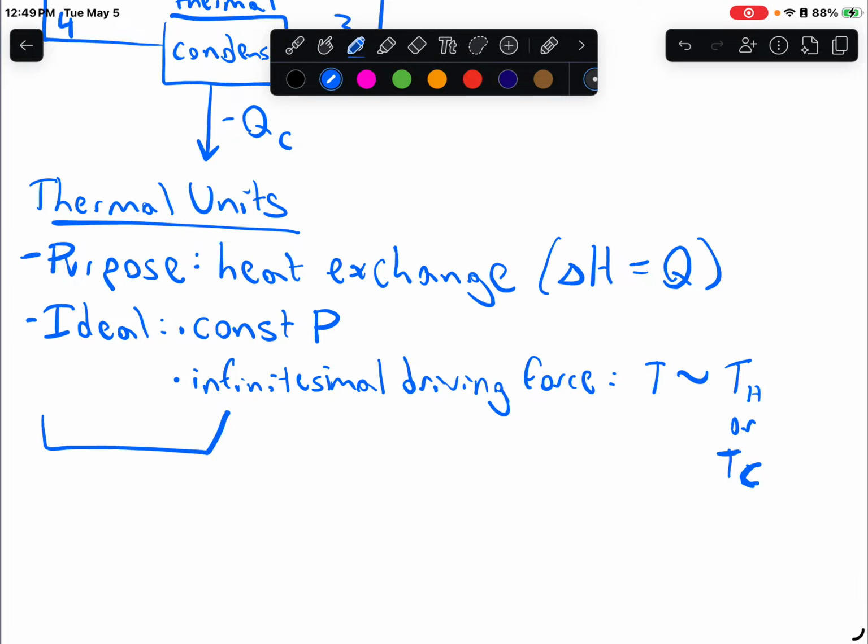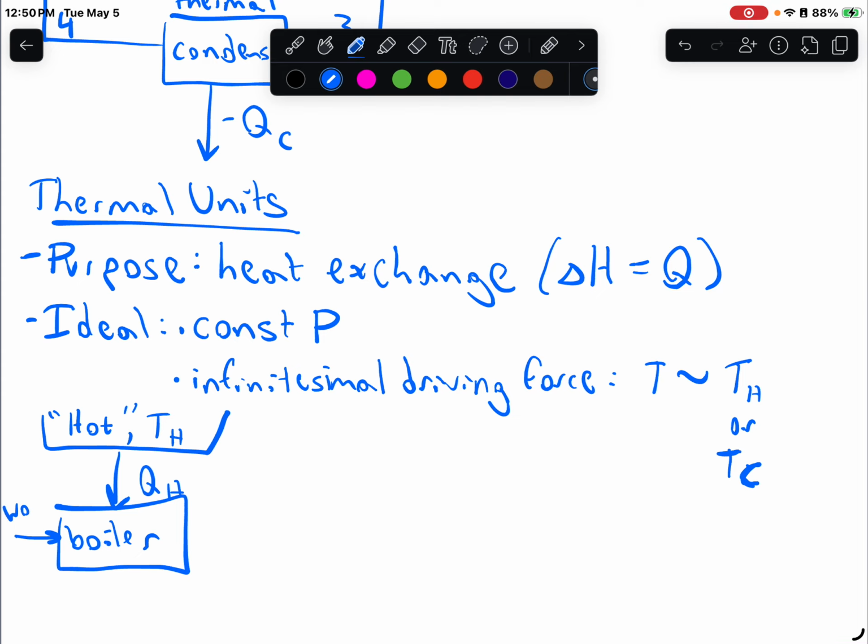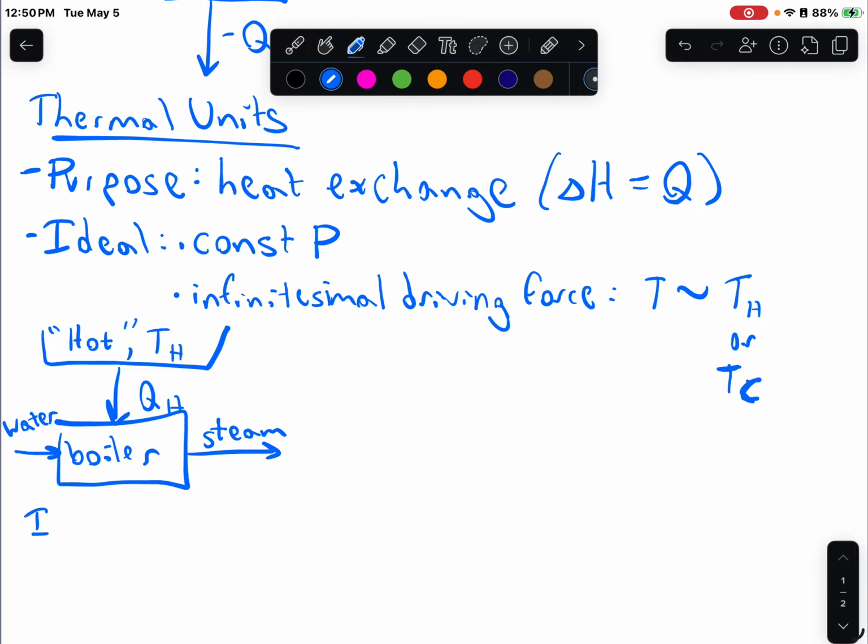Let me draw this way. So say I have a hot reservoir at TH. I would be putting QH into the boiler. That could be the burning fuel. We have water going in, and we have steam going out. And ideally, what we mean is the T boiler would equal TH.